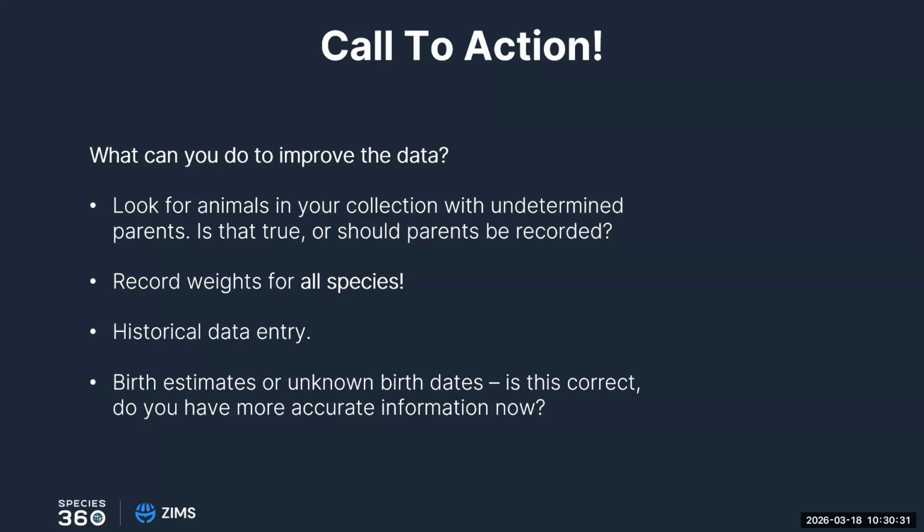And birth estimates or unknown birth dates. Again, just check in: is that correct? Or do you have more accurate information now? When you accessioned that animal, maybe you didn't have up-to-date information, but if something has changed or you found out data and you can add more accurate birth dates, that means a whole other set of data opens up to us, because we can't include animals with birth estimates in a lot of our global reports because we just don't know the ages of those animals.